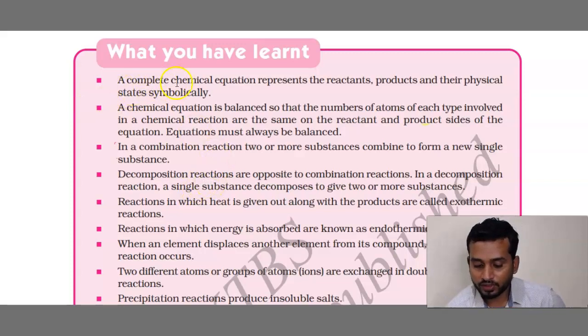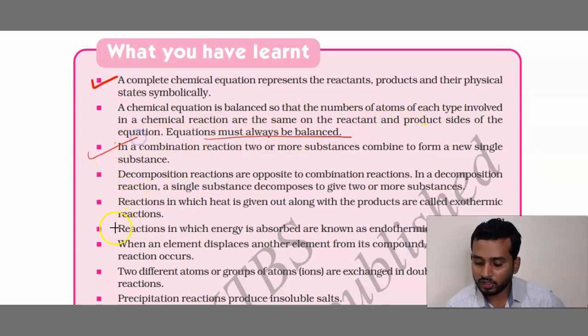Can you see here? A complete chemical equation represents the reactants, products and their physical state symbolically. A chemical equation is balanced so that the number of atoms of each type involved in a chemical reaction are the same on the reactant and the product sides of the equation. Equations must always be balanced.